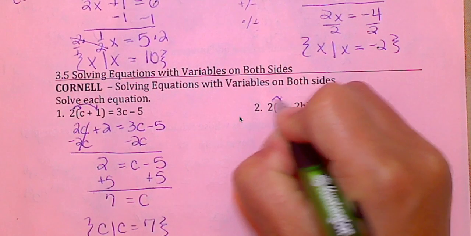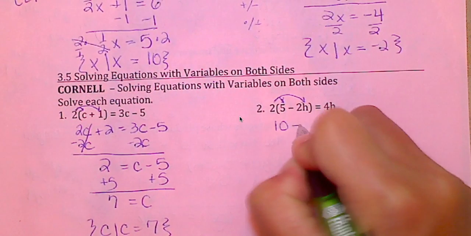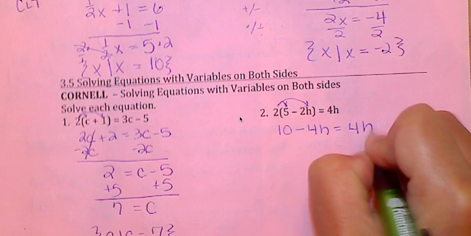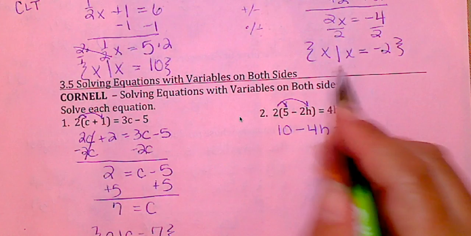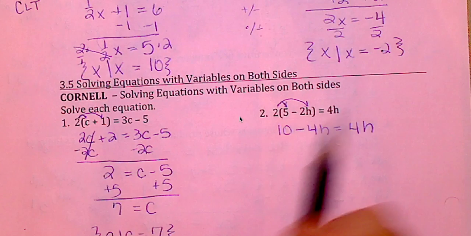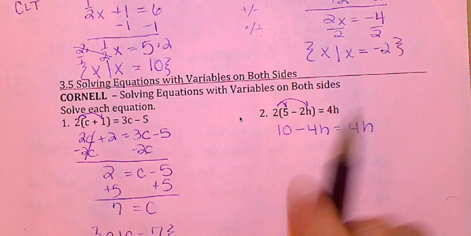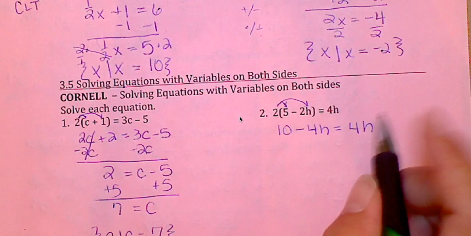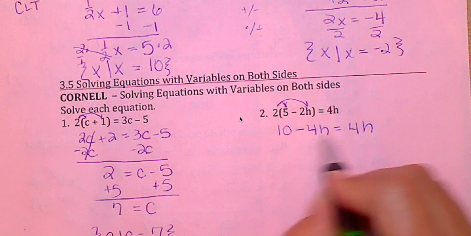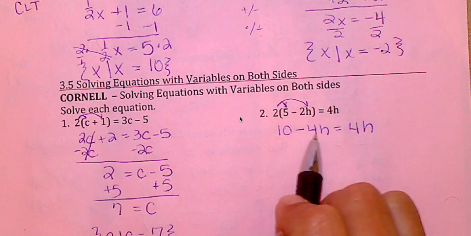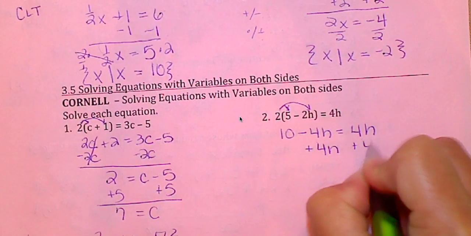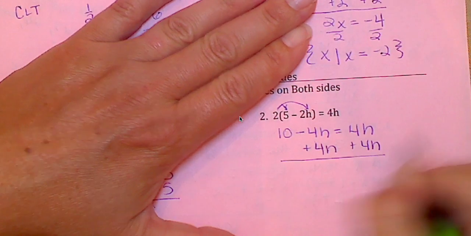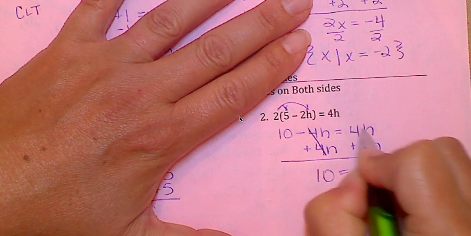All right, let's see how you did. We distribute the 2. We get 10 minus 4h equals 4h. If you're being hasty, you may make a mistake here, so be careful. We want to move the smaller variable. Which one is smaller, negative 4h or positive 4h? Of course, the negative 4h is smaller. So we're going to add 4h to both sides. This will drop out. We get 10 equals 8h.